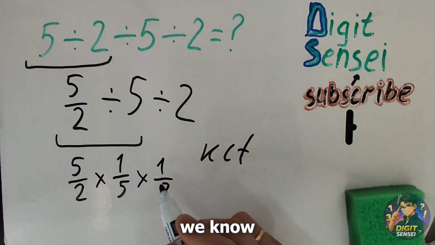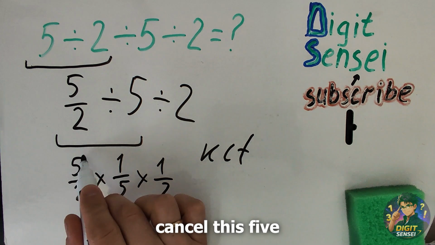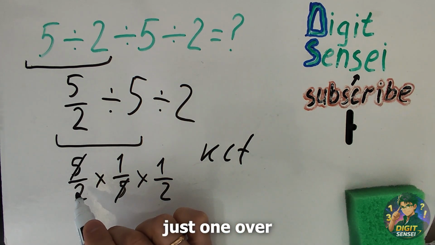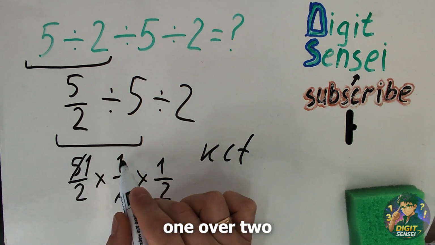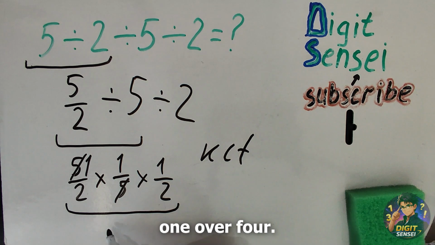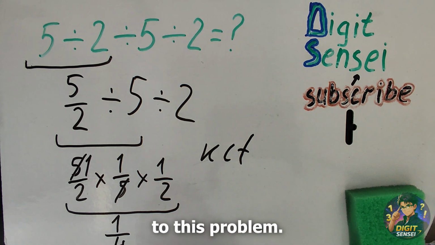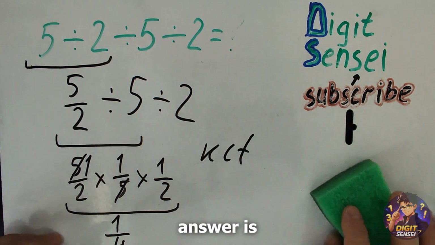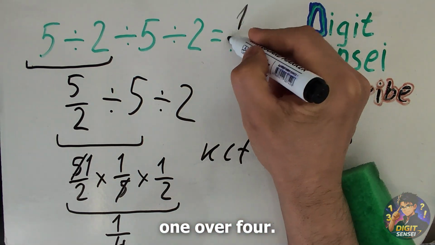Okay, now we can easily cancel this 5 and this 5. So here we have just 1 over 2 times 1 over 2, which equals 1 over 4. And this is our final answer to this problem. The correct answer is 1 over 4.